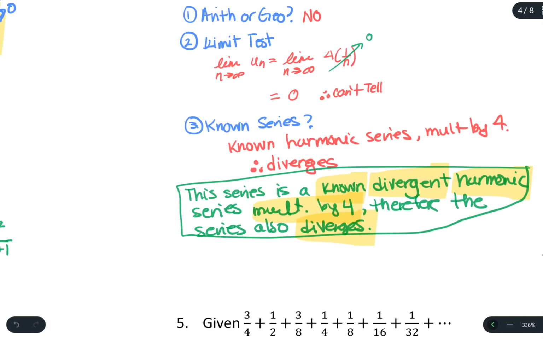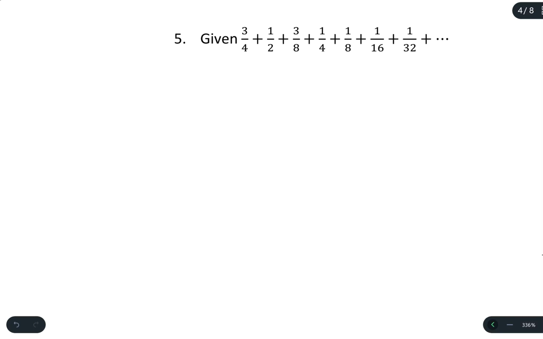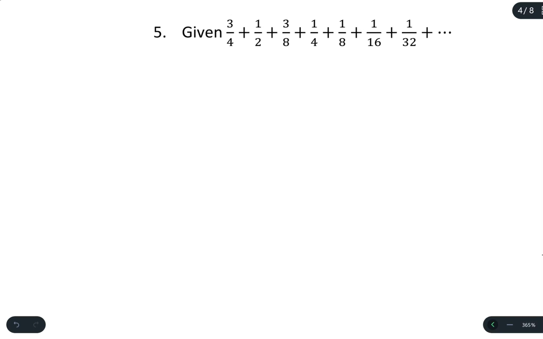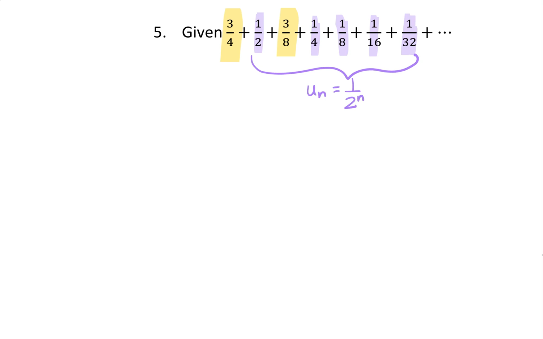All right, let's take a look at the last one, example number 5. When you look at this series, you might notice that almost all of the terms have a numerator of 1, except for these two terms. If I take out those two terms and look at what's remaining, 1/2, 1/4, 1/8, 1/16, 1/32, the purple stuff can be described as 1 over 2 to the nth power, right? So it's 2 to the first, 2 squared, 2 cubed, 2 to the fourth, 2 to the fifth.